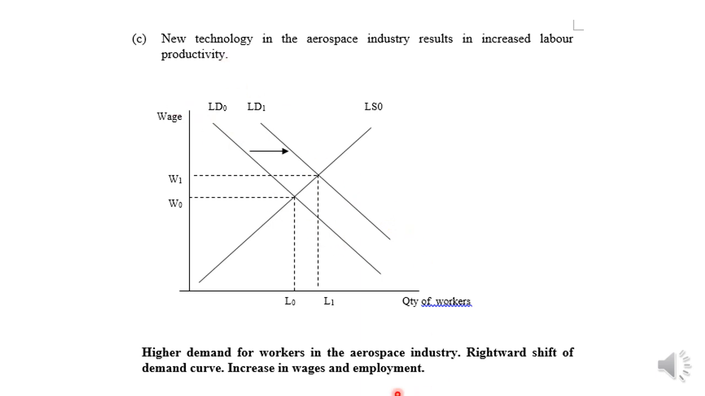Okay, so higher demand for these workers, who are now more productive in the aerospace industry. So demand for the workers will shift to the right. Again, reminder: demand for workers comes from the firms. All right, because the workers are attractive to hire, firms demand more workers, so wages goes up and employment goes up. Okay.